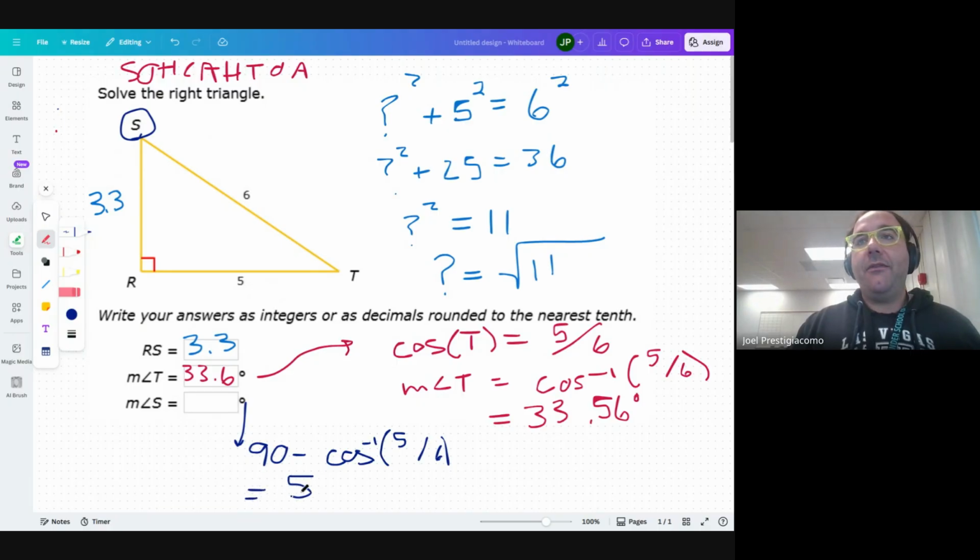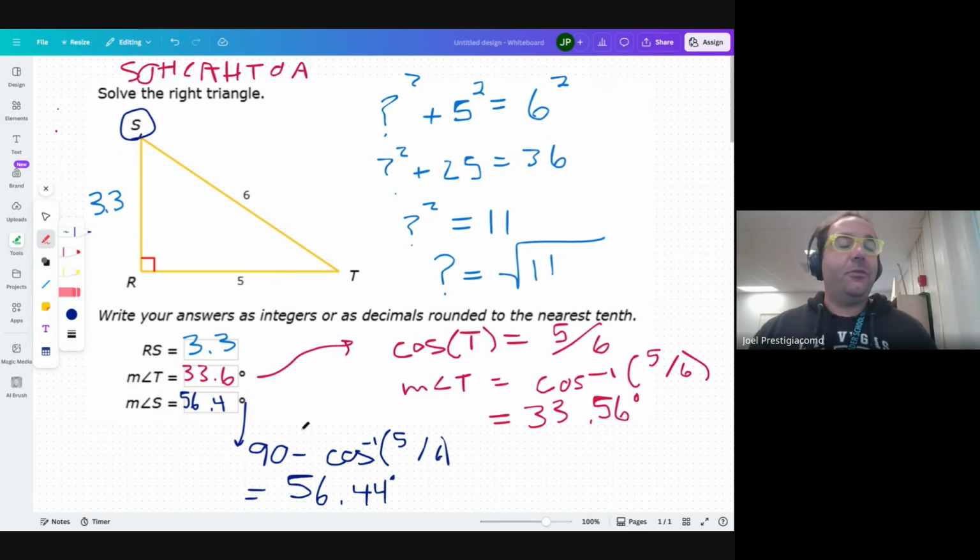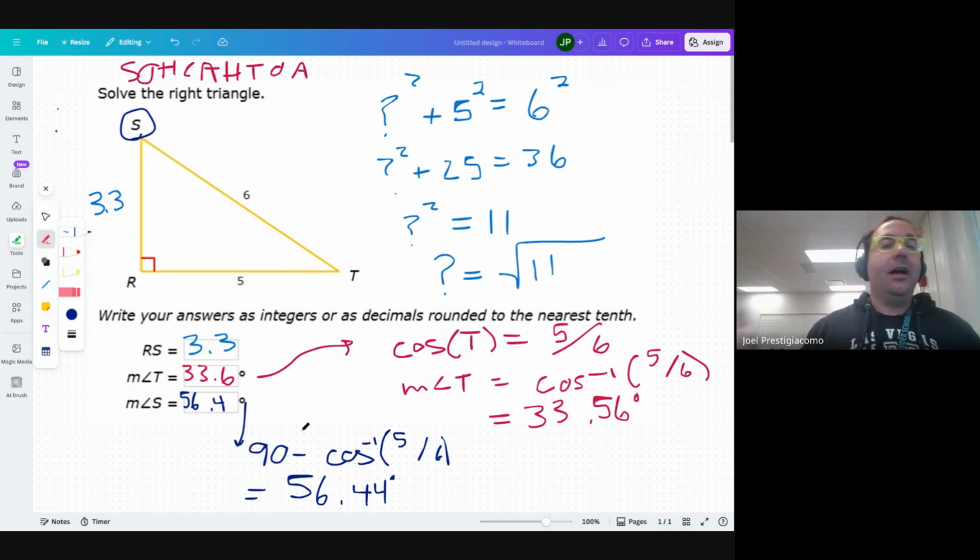And so this one I have is 56.44 degrees, which thankfully does actually work. I could have just done 90 minus this, because this ends up being 56.4, and those add up. Just be careful with that because sometimes it may not, depending on how close the rounding is. It could be potentially off just a little bit.